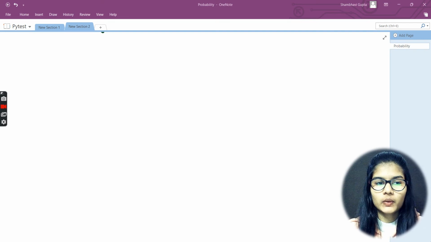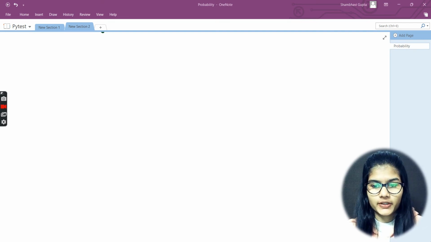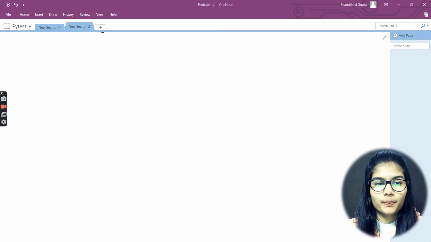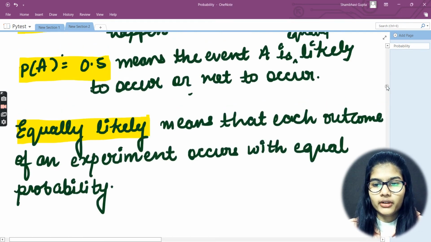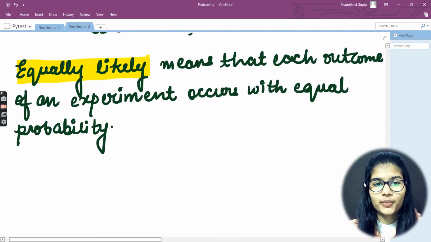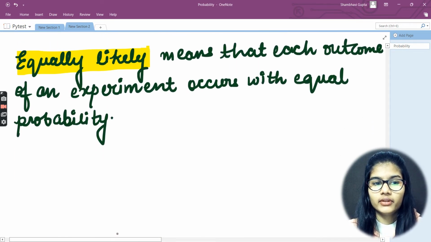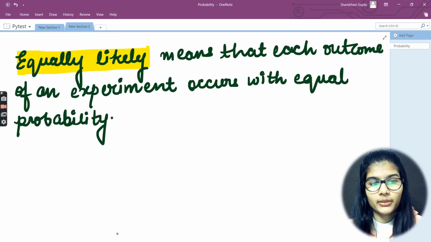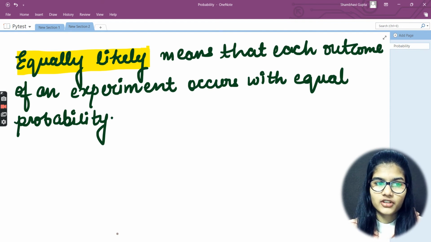So we were learning about the different terminologies in probability, right? Further, I will be taking you through calculating the probability of an event where all the outcomes in the sample space are equally likely. If you watched my previous video, the last topic we discussed was equally likely. What is this equally likely actually? Today's video continues from this topic.